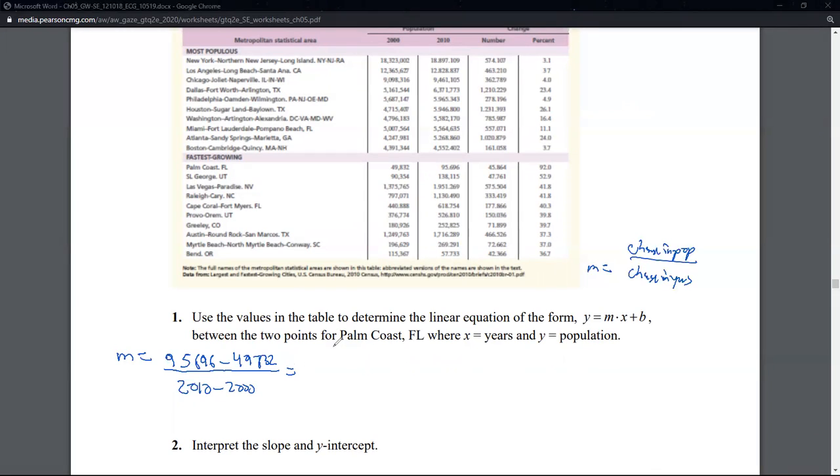If you do that subtraction, you're going to get 45,864 divided by 2010 minus 2000, which is 10. If you do that division, you're going to get 4,586.4. That is our slope. This is the rate of change in the population per year. That's what the slope is representing here, because we're talking about change in population versus change in years. So that's going to be part of question 2 that I will have to scroll down and erase everything to get to, so let's hold off on that. But that's our m.